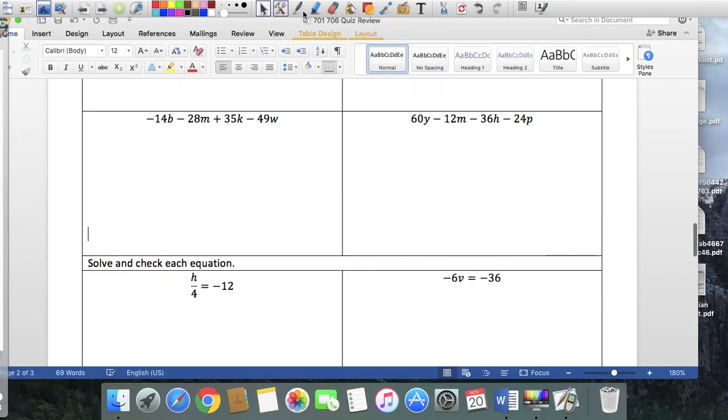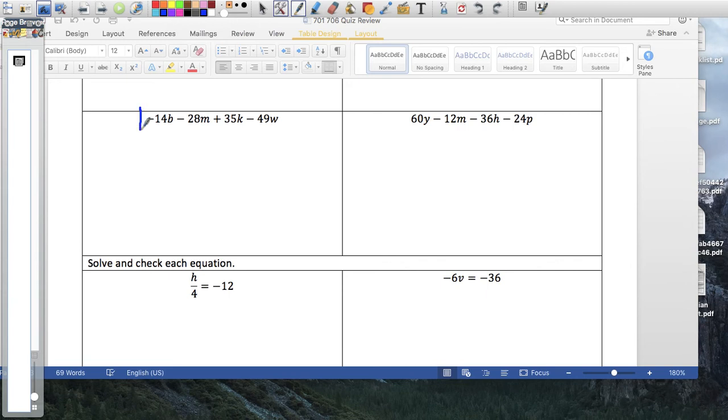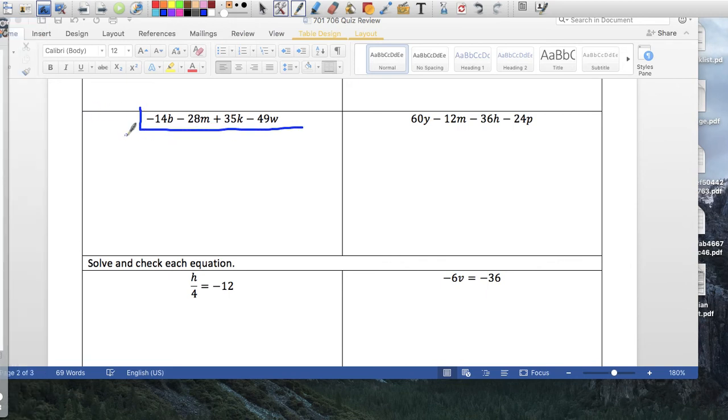Okay, same old thing. I'll be writing again. So 2 works, no, 3, no, 4, no, 7. 7 goes into 14 2 times, it's going to be negative, be careful with your signs. 7 goes into 28 4 times, so it's 4m. 7 goes into 35 5 times, it's going to be 5k. 7 goes into 49 7 times, and 7w. So the expression is going to be like this.